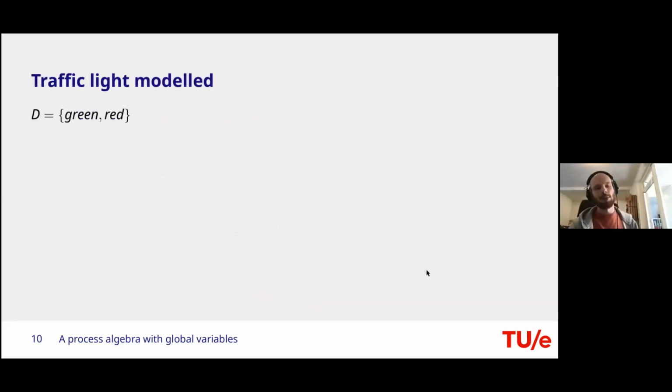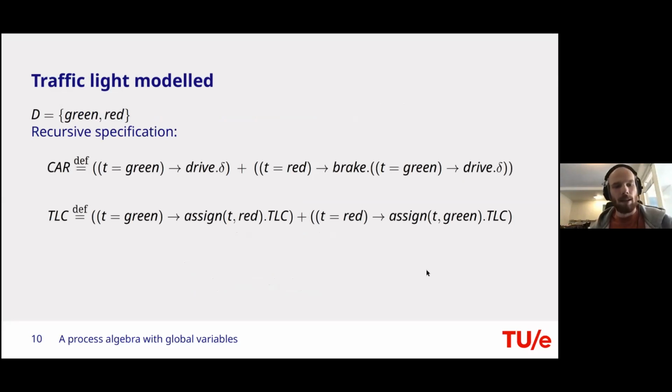All right, so let's get back to the traffic light example. So we have a data domain of two elements, green and red. And we define a recursive specification for the car and the traffic light controller. The car, if the traffic light is green, it can drive, or when it's red, it brakes, and then when it's green again, it drives.